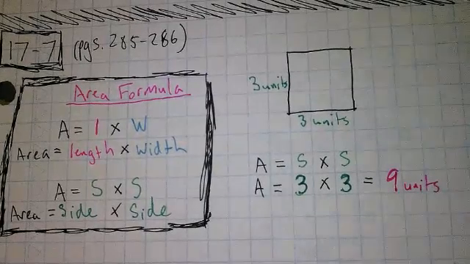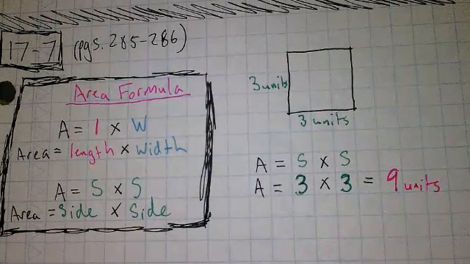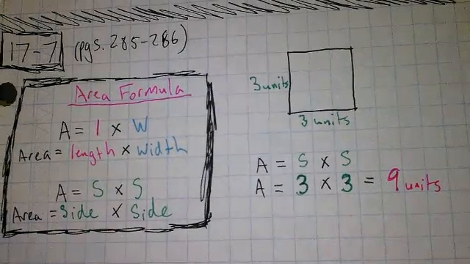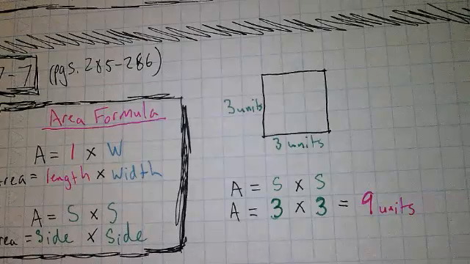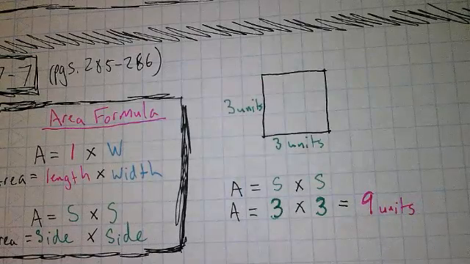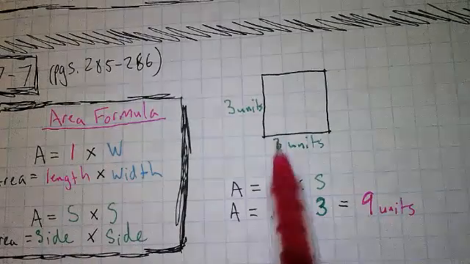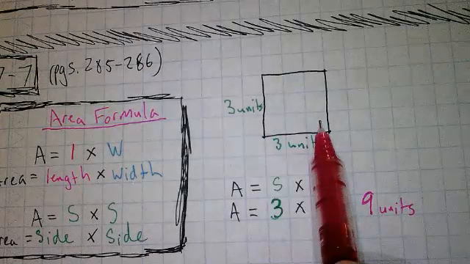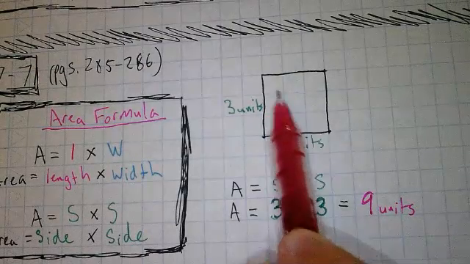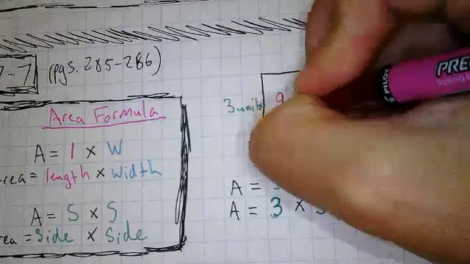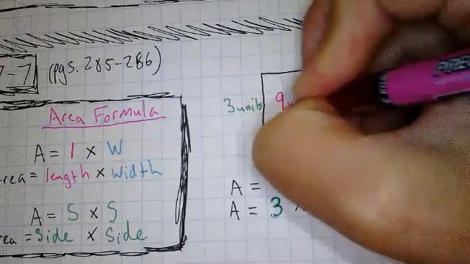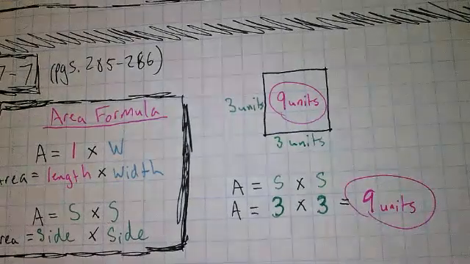Now, if a picture is to scale, which again, most of them will not be, but if it is, we could even check our work. Because a unit is a square inside this box, right? I said that 3 times 3 would give us the area, and that our area is 9 units. Let's count the squares in this box and see what we get. Count with me. 1, 2, 3, 4, 5, 6, 7, 8, 9. Did that work out? So my area equals 9 units.